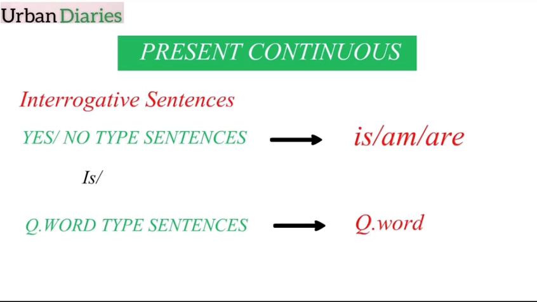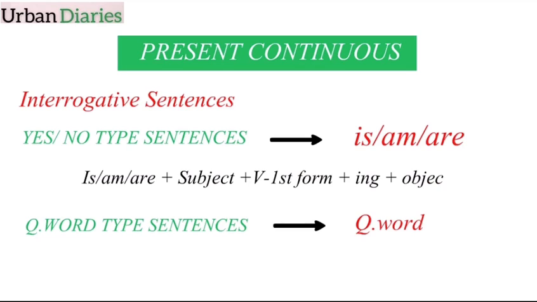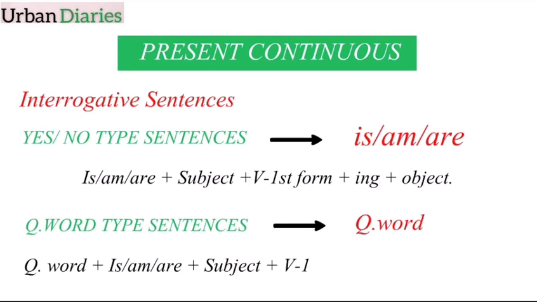The structure of type 1 is: is, am, are plus subject plus verb's first form plus ing and at last the object. In second type of interrogative sentences, we add a question word in the starting. So the structure looks like this. Question word plus is, am, are plus subject plus verb's first form plus ing plus object.